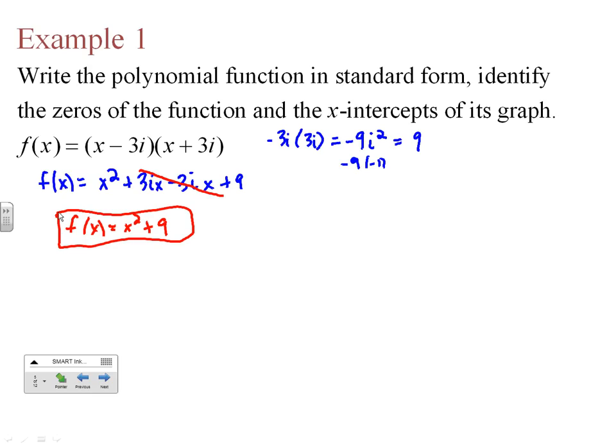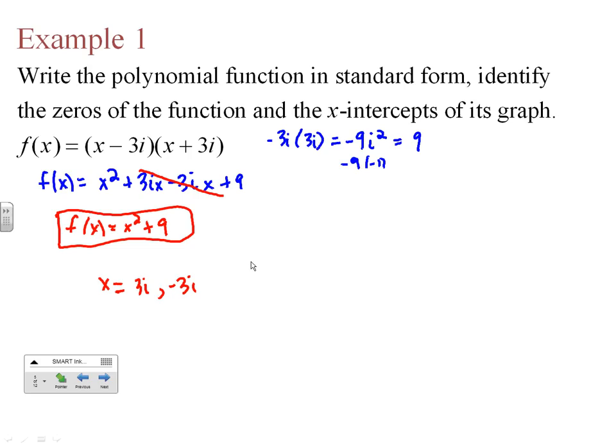It asks us to identify the zeros of the function and the x-intercepts of its graph. Well, my zeros come from my linear factors here by changing the sign of each of those linear factors. So 3i and negative 3i are my zeros.